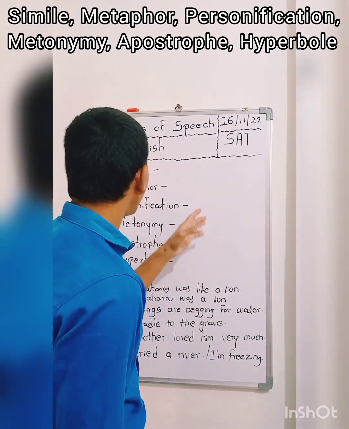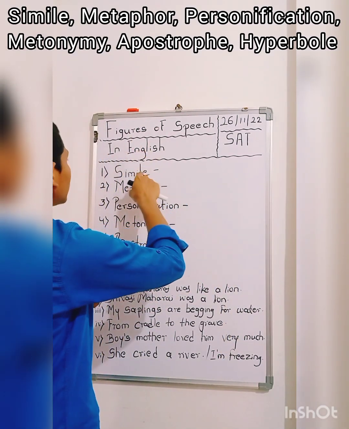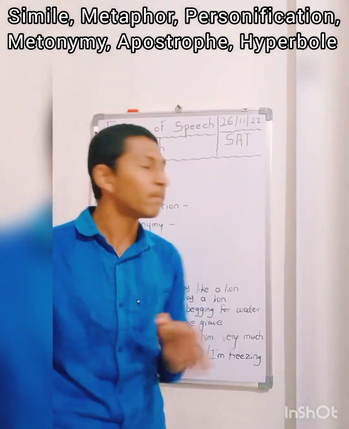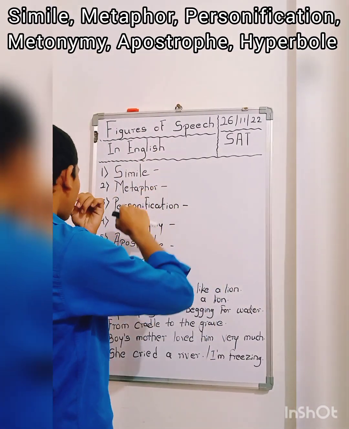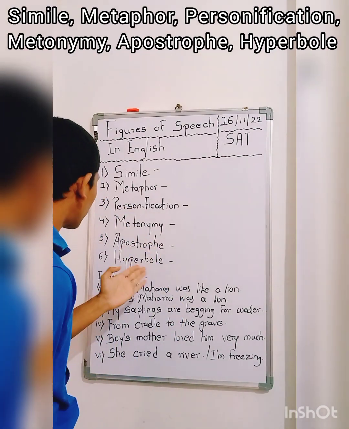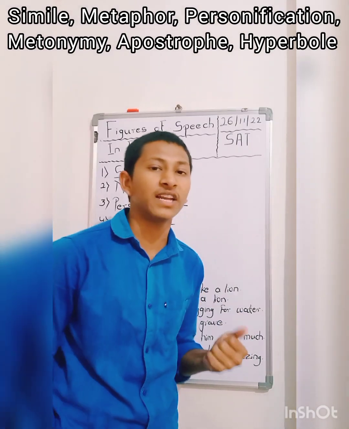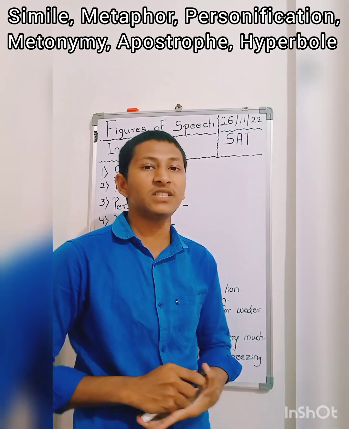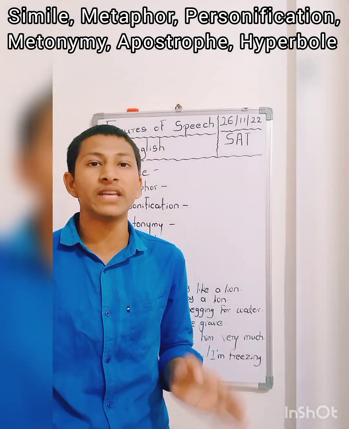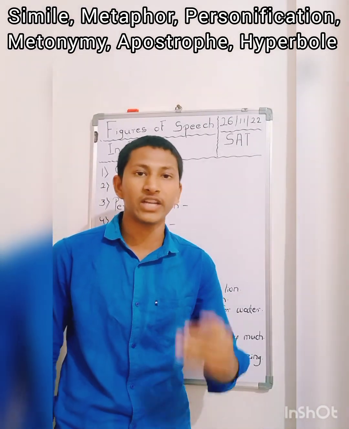So here we will be learning about the figures of speech in English. Here are simile, metaphor, personification, metonymy, apostrophe, and hyperbole. These are the 6 figures of speech in English, and they enhance and enrich the beauty of the English language. Hence we have to use all these figures of speech in our day-to-day life.